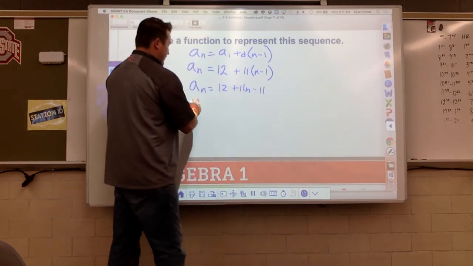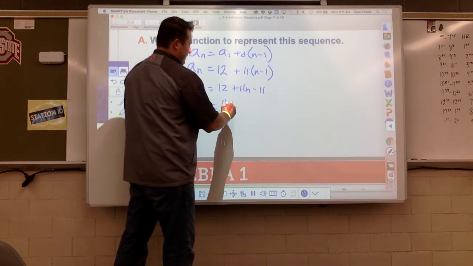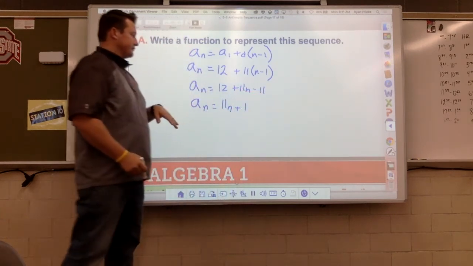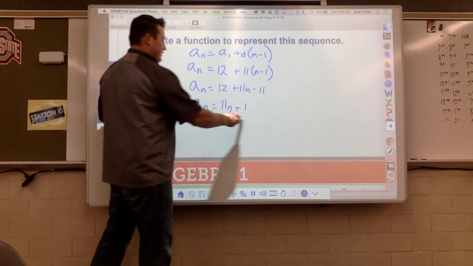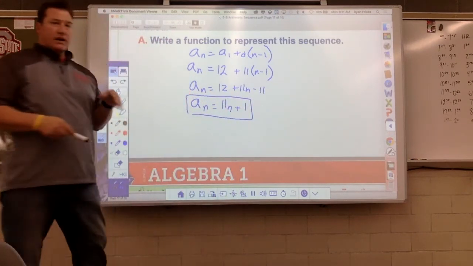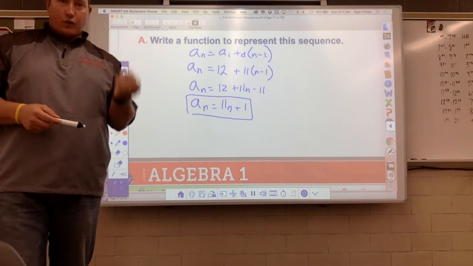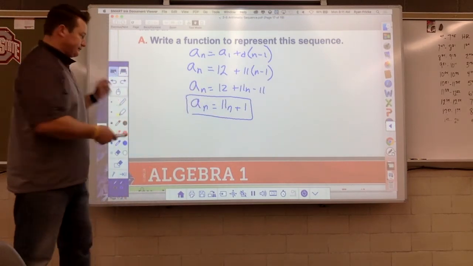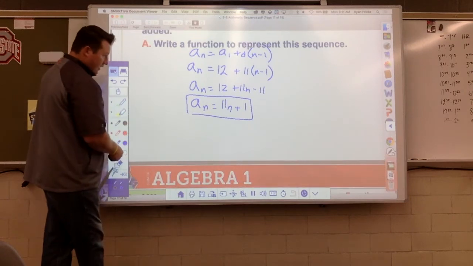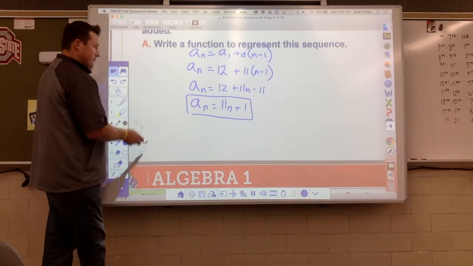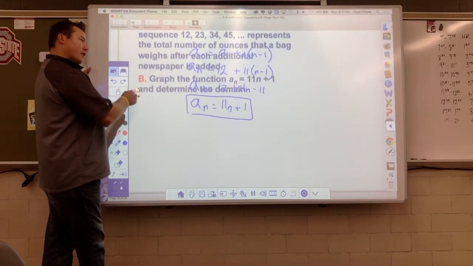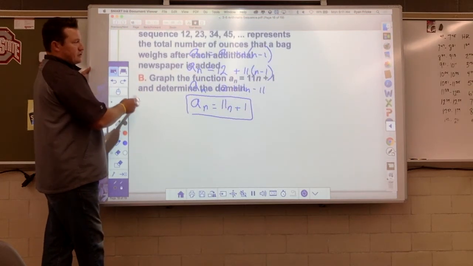We can combine our like terms here. So 11n, 12 minus 11, just 1. Okay? And here we go. So this is, right, this is our explicit formula for this sequence, right? 11n plus 1. Yeah, maybe we get to do some more stuff with this. Graph the function and determine the domain.